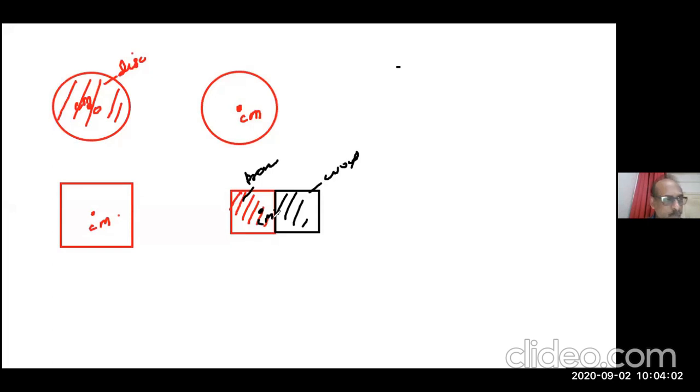Have you written? Next paragraph. Center of mass is not necessarily within the material.